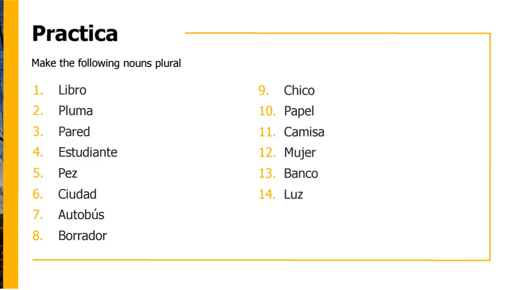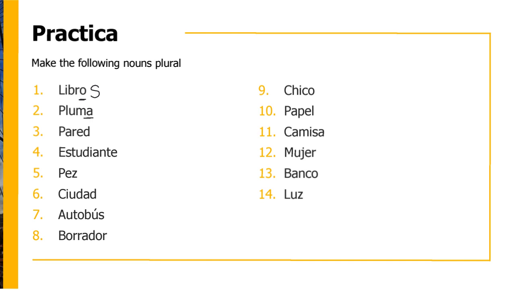All right, so here's some examples. I'll show you how to do the first 5, and then I'll let you do the rest on your own. And then if you pause the video, on the next slide will show you the answers for these. So number 1, libro. It ends in a vowel, so we know that all we need to do is add an S to make libro plural. So it's libros, books.